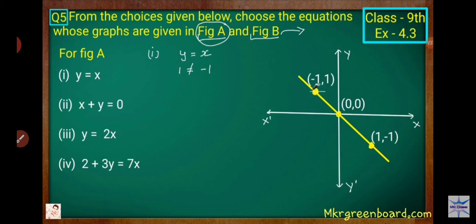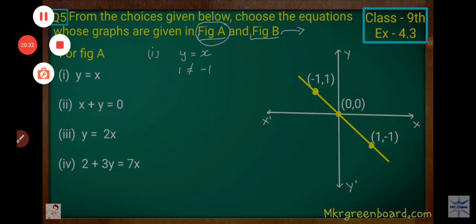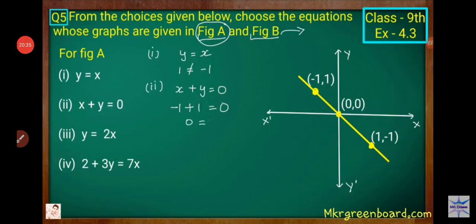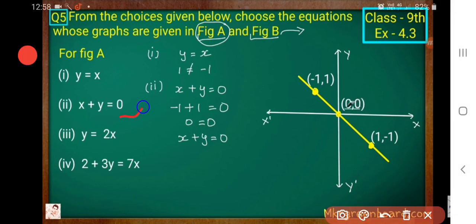Okay, understand? Now x plus y is equal to 0, it is possible because x is equal to minus y. Okay, from here you can take x is equal to minus y, so see here 0 is equal to 0, means LHS is equal to RHS. So yes, this is the graph of x plus y is equal to 0. This is the right one.